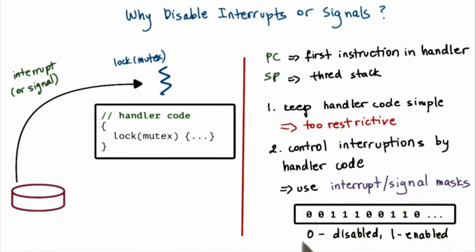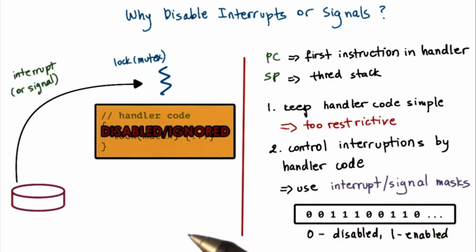When an event occurs, first the mask is checked, and if the event is enabled, then we proceed with the actual handler invocation and interrupt or signal handling. If the event is disabled, then the signal or the interrupt remains pending, and it will be handled at a later time when the mask value changes.